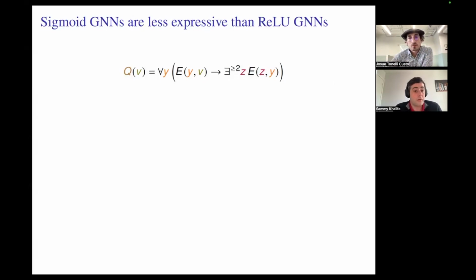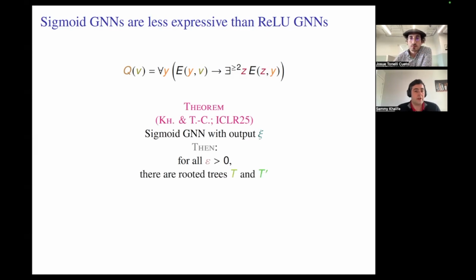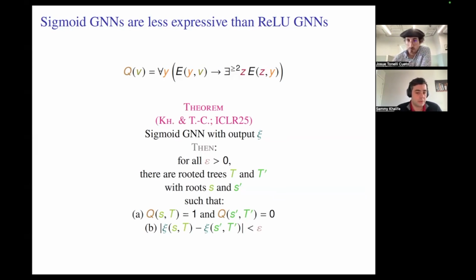If you consider our first example of query, then we can prove that for any sigmoid GNN and for any epsilon positive, there are two tree structures, T and T prime, with roots S and S prime, such that the query takes value 1 on the first root and 0 on the second root, but such that the signal of the sigmoid GNN is less than epsilon, arbitrarily close, which proves that sigmoid GNNs cannot express GC2 queries uniformly.